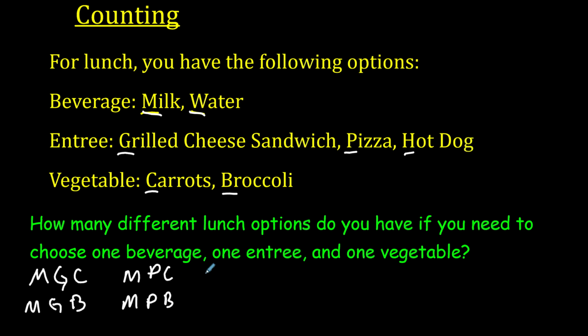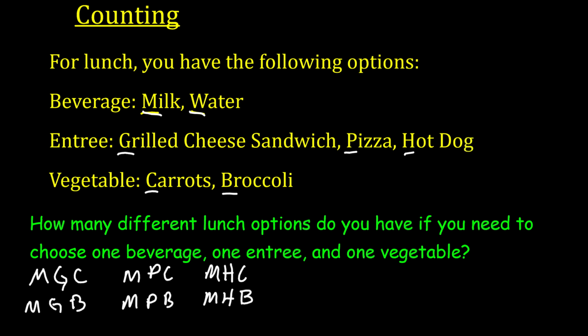And then we've done everything with milk, grilled cheese, and pizza. So now we're going to do milk, hot dog, and carrots, milk, hot dog, and broccoli. So now I think, if I'm right here, I think we've done everything where milk is our beverage option, because we've done both grilled cheese options, both pizza, and both hot dogs. So yeah, I'm pretty confident in that.